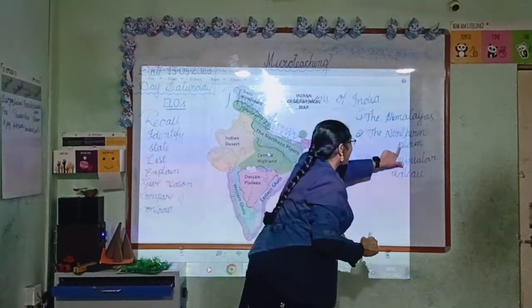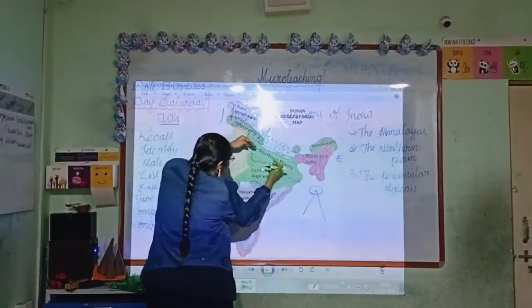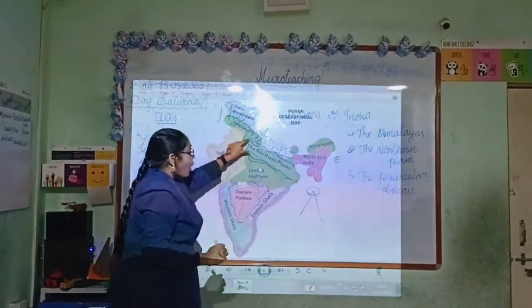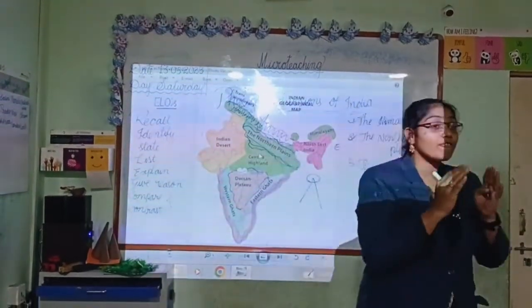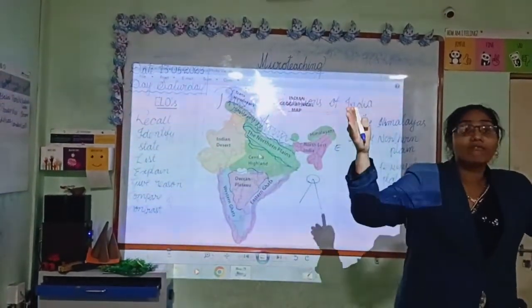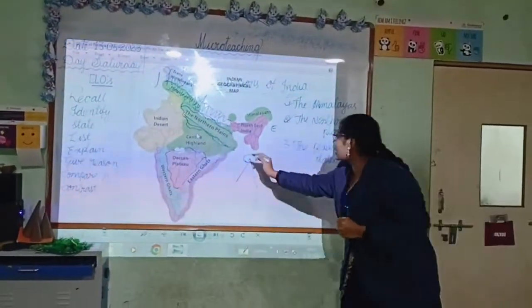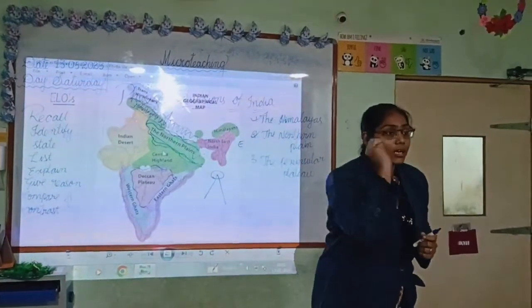The northern plains. See here, after the Himalayas, we have the northern plains. Observe this region. What are the northern plains? A vast stretch of flat lands is called the northern plains. So here the temperature is moderate and the soil is very fertile.